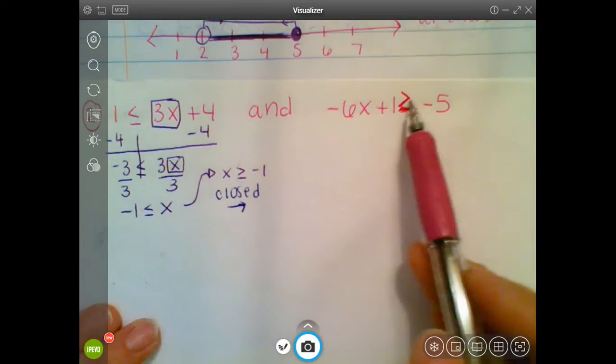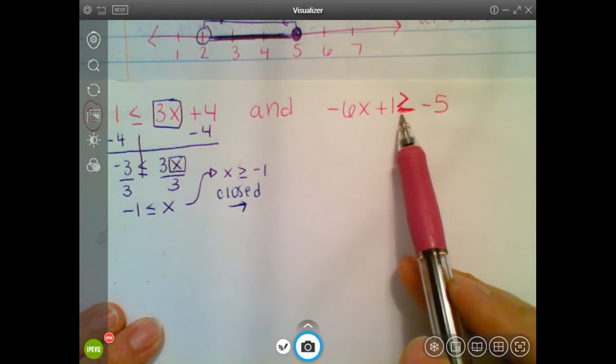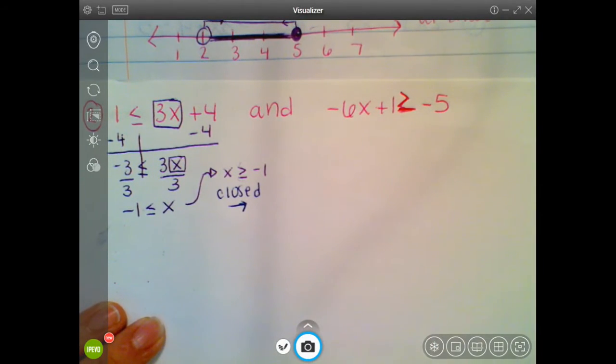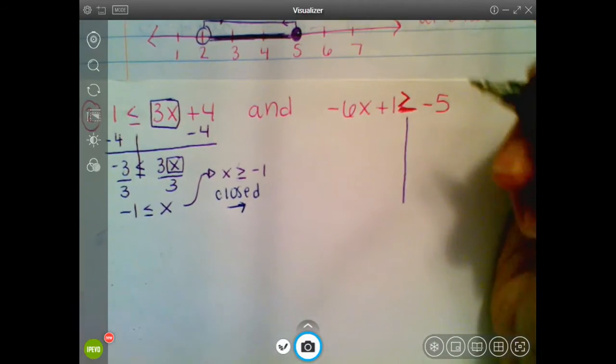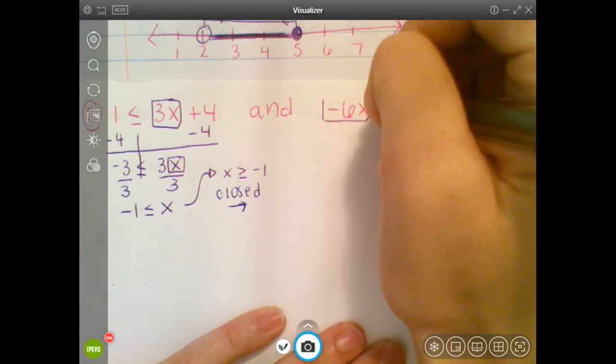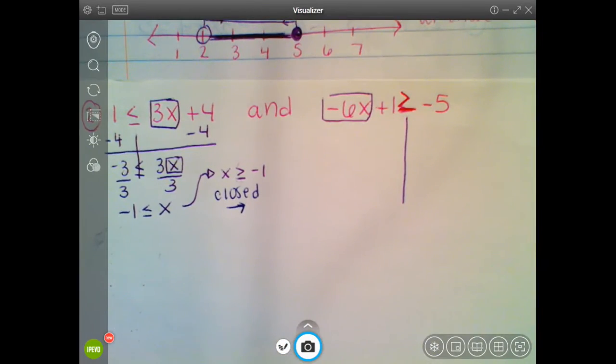Okay, I just realized that I forgot to underline, so it's greater than or equal to. Make sure you didn't accidentally do the same thing that I did on my paper. Okay, so now I'm going to draw my line. I'm going to box my variable. I know it looks ugly right now. We'll fix it in the next line.